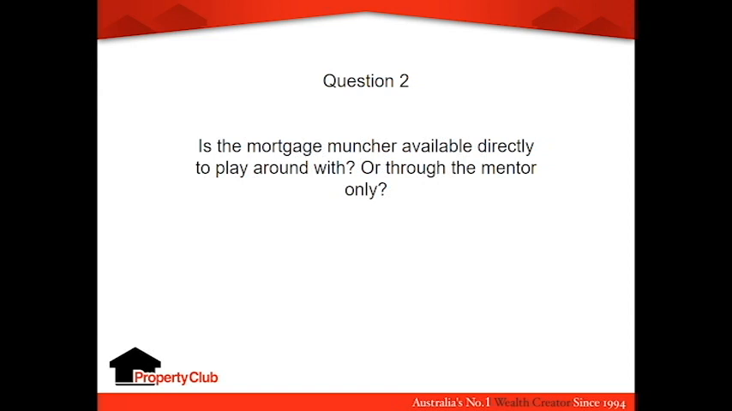The same applies to the Mortgage Muncher. The Mortgage Muncher is one of our most powerful tools to show how you can actually bite down, that's the right word, no pun intended there, your own mortgage by use of an investment property and the structure that we have around that. So again, one-on-one, it's best to go through that with your property mentor.